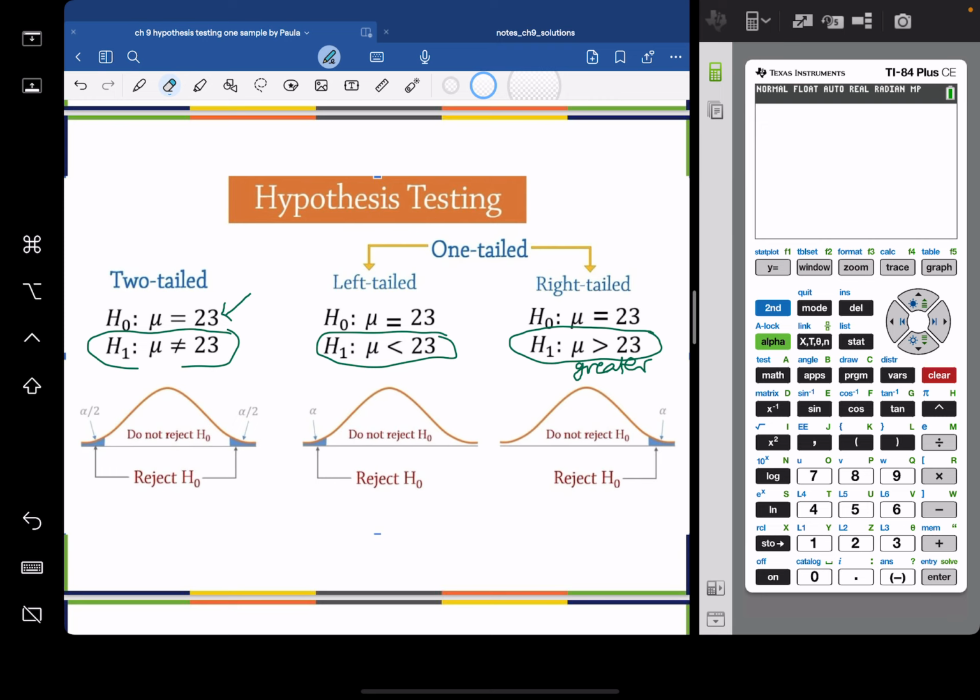And it's really based on area, because area is probability. When we have a two-tailed test, then alpha is split between the two tails. But when we have a one-tailed test, then alpha is just over on one or the other sides of the distribution.